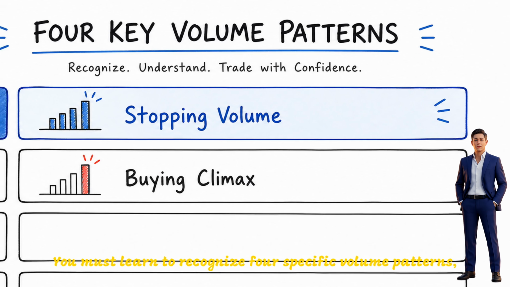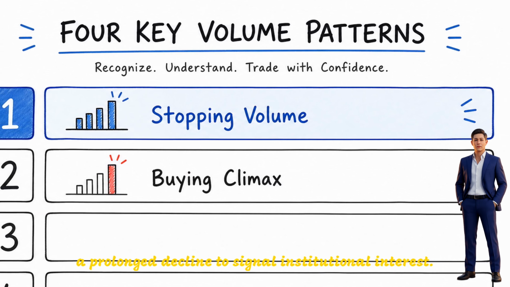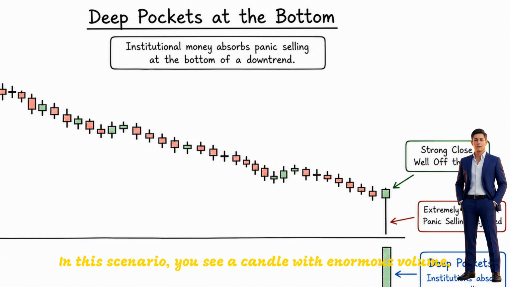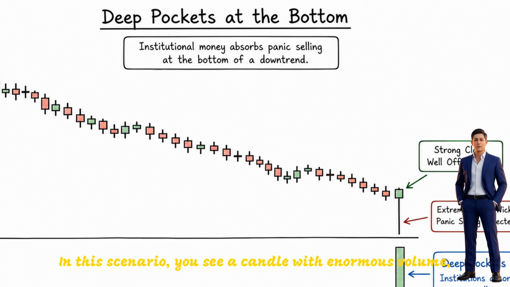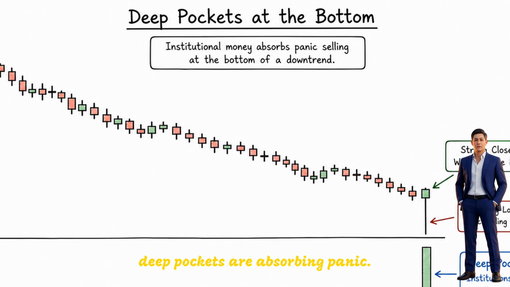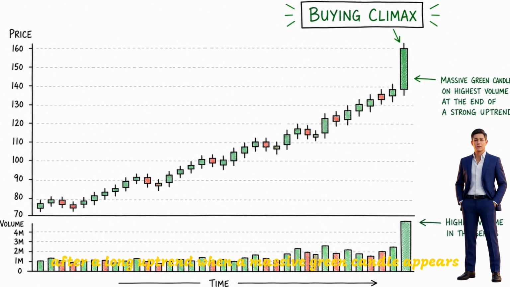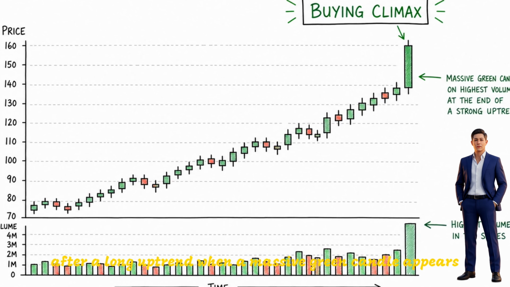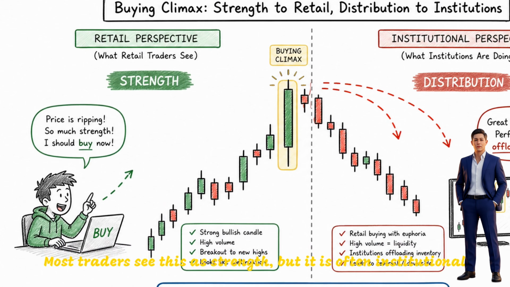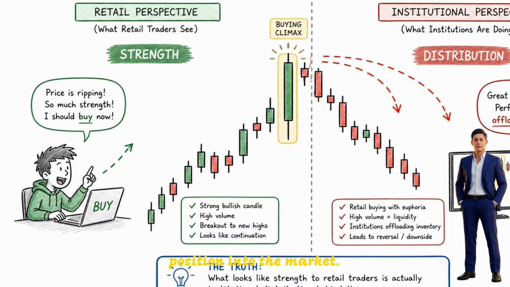You must learn to recognize 4 specific volume patterns, starting with stopping volume, which appears after a prolonged decline to signal institutional interest. In this scenario, you see a candle with enormous volume, yet the close remains well off the lows, suggesting deep pockets are absorbing panic. The second pattern is the buying climax, which occurs after a long uptrend when a massive green candle appears with the highest volume seen. Most traders see this as strength, but it is often institutional money using retail enthusiasm to offload their entire position into the market.